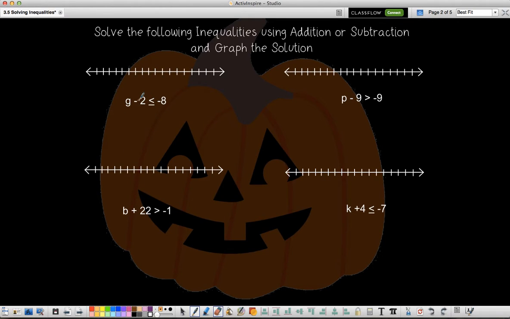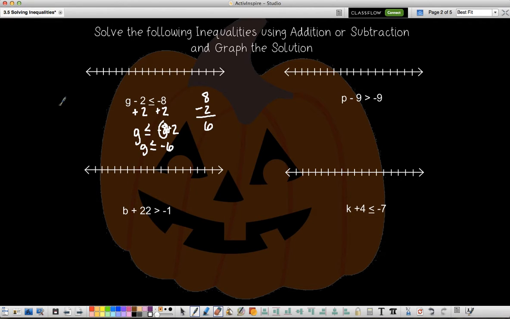Alright, so here we have g minus 2 is less than or equal to negative 8. So I add 2 to both sides. I have g is less than or equal to negative 8 plus 2. I know that when I do that, I take 8 and subtract 2, and I get 6. Since negative 8 has the larger absolute value, my answer is negative 6. So g has to be less than or equal to negative 6 to make this inequality true.